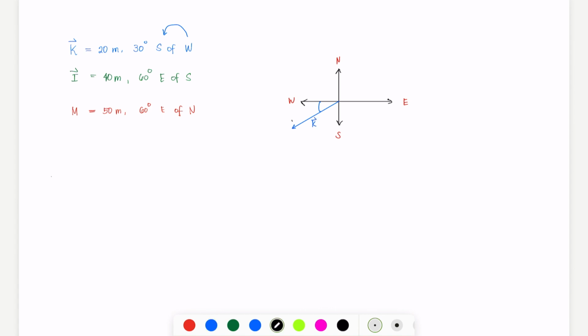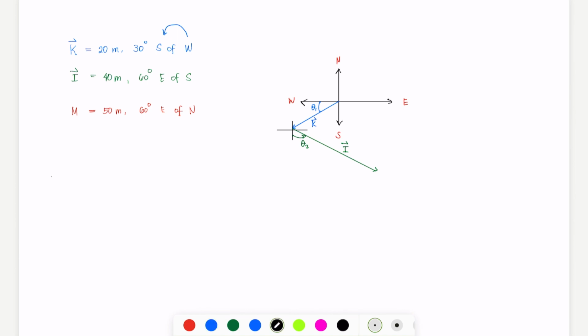Second, I'm just going to do this using the tail to tip or tip to tail method. And as you can see, I'm no longer scaling because this is, after all, the analytic method. The second vector is vector I. It's east of south, so from south going east. So this is how it should look like. I'm just estimating it. Since this is 40 meters, this should be twice as long as the first vector. So that is your vector I. And the angle is from here, say theta 2, and let's just call this one theta sub 1.